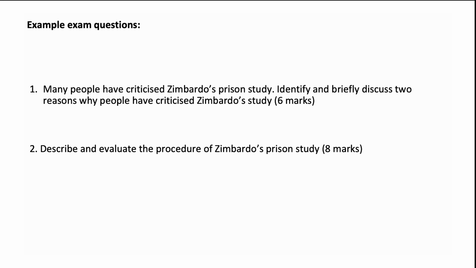The first one is, many people have criticised Zimbardo's prison study. Identify and briefly discuss 2 reasons why people have criticised the study. And that's 6 marks. The second one is, describe and evaluate the procedure of Zimbardo's prison study. And that's 8 marks. So remember, for an 8 marker, you need 1 evaluation and a good chunk of AO1 at the start. So give yourselves maybe 15 minutes or so to have a go at both of them, and then continue the video as I go over the mark scheme.